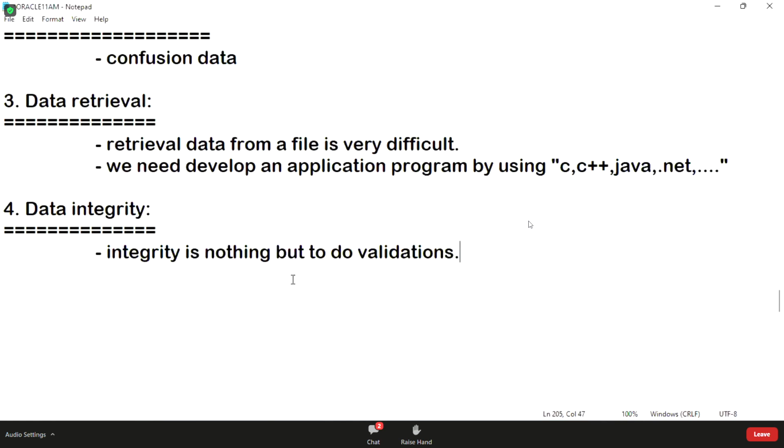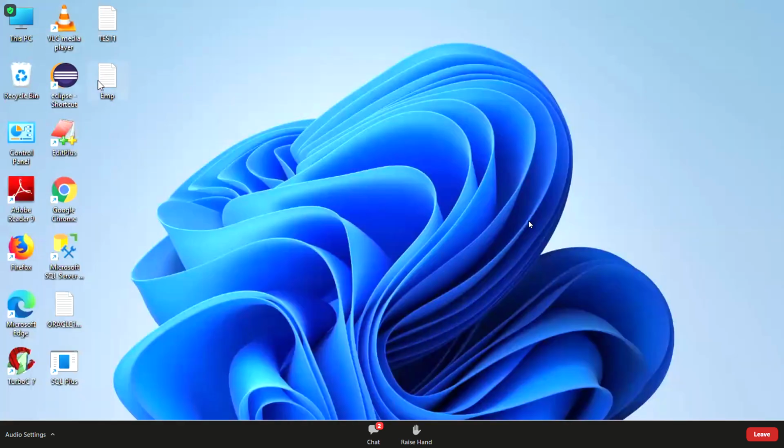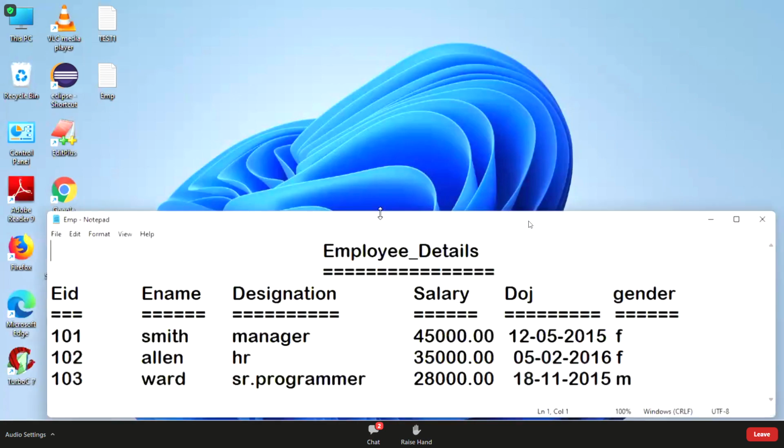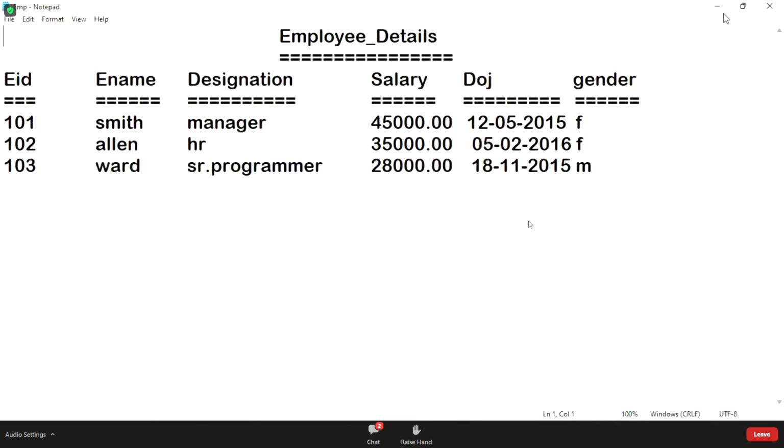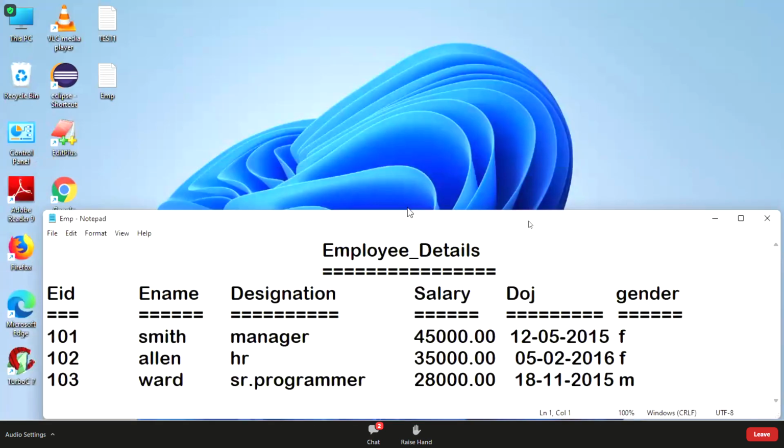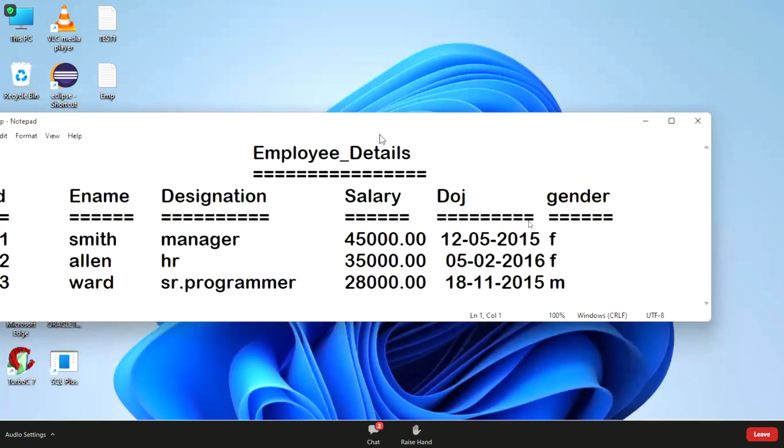For example, you can see it practically. Here I have opened a file, and I have some data in this file. Now we can see.